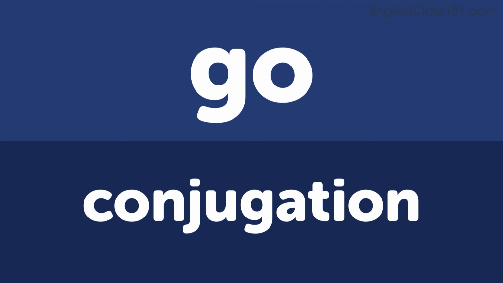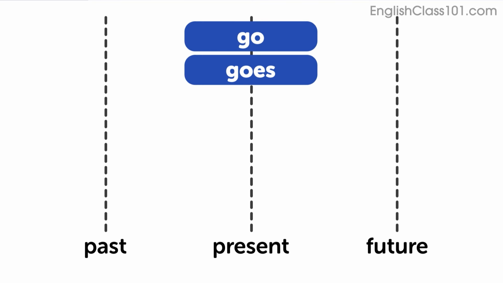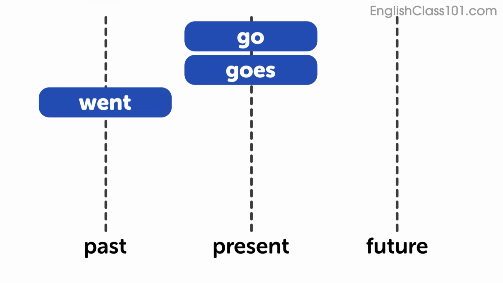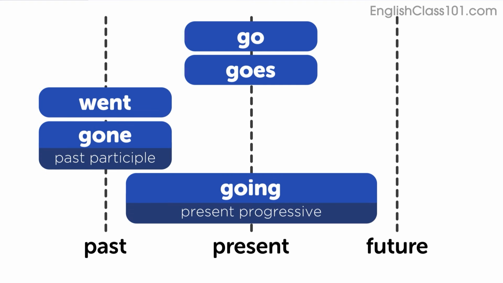Now let's look at the conjugations for this verb. Present, go, goes. Past, went. Past participle, gone. Progressive, going.